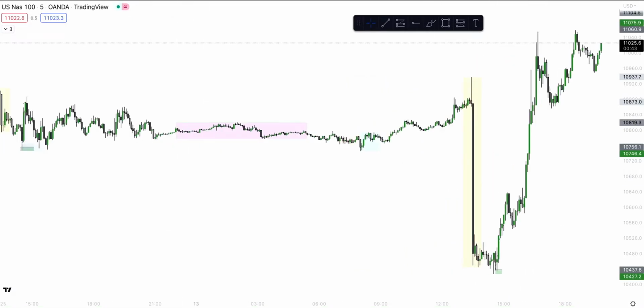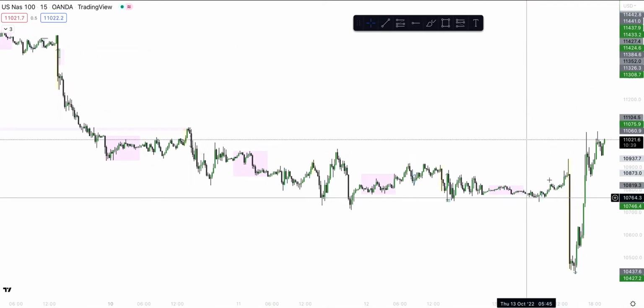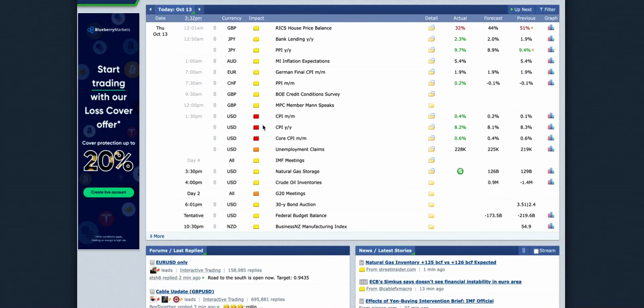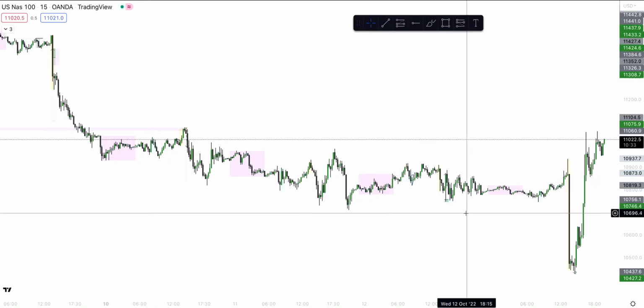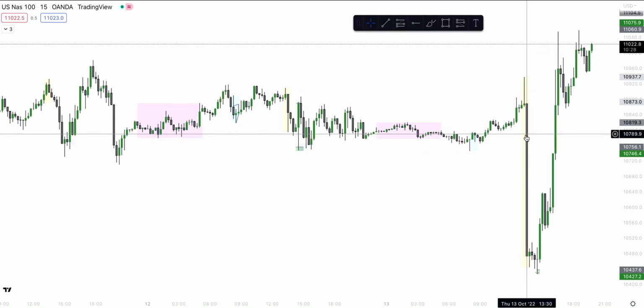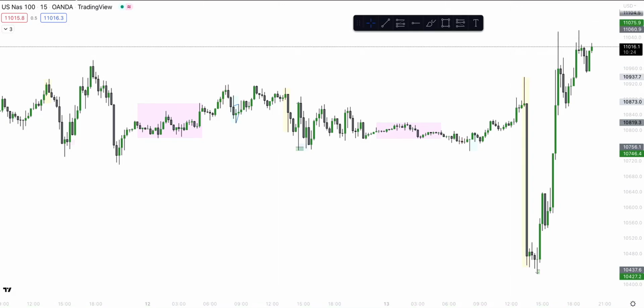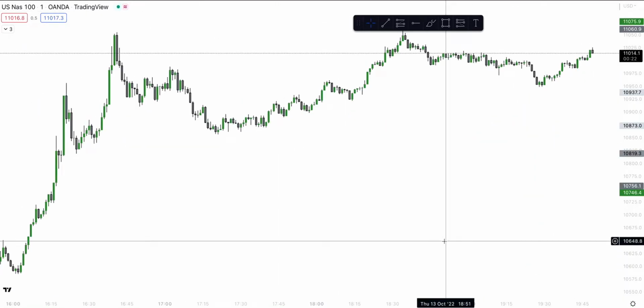So obviously we've had this huge move down on NAS, which has taken out all the liquidity. This was the CPI data that we got today. There we go, you can see it came out at 1:30 our time. So in essence, when this took all the liquidity out, we did attempt to get in the sells, but not really an entry that presented for ourselves. So on the lower time frame, what did we see?